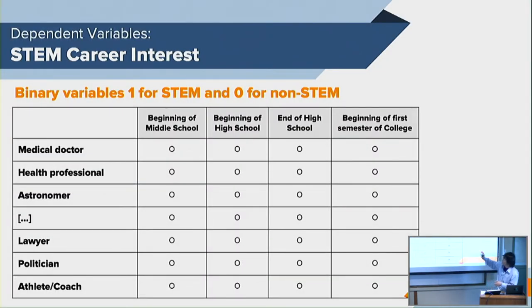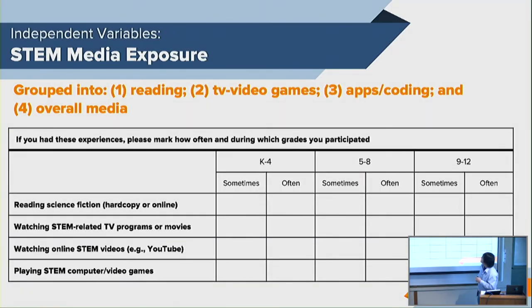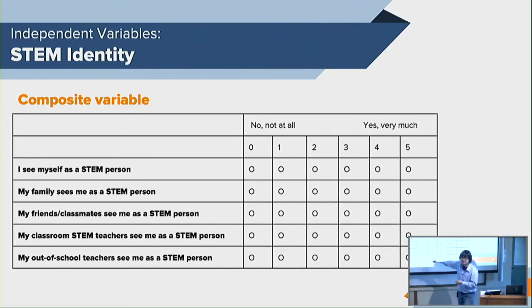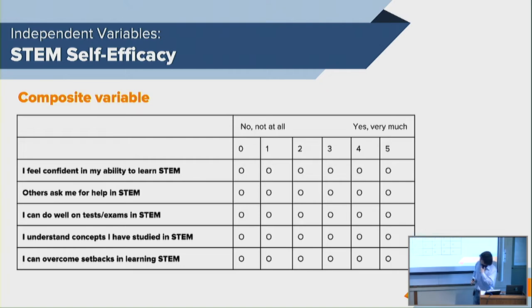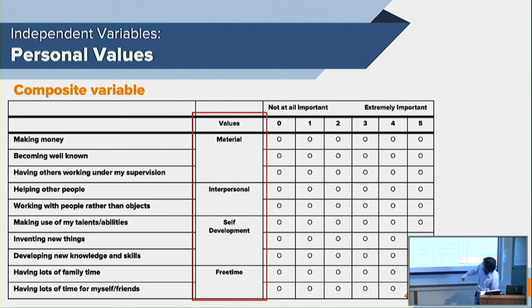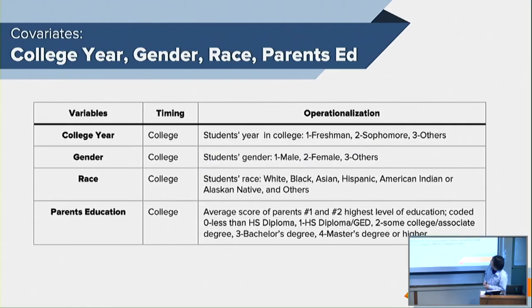So here's the research design. We asked about their career interest, and Stephanie dichotomized them into STEM or non-STEM. Learning interest. Media exposure from actual curriculum activities, such as if they read fiction, watch STEM-related TV, watch online STEM video, or play STEM computer games. STEM identity, if they see themselves, and if anyone in their family or friends sees them, as a STEM person. Self-efficacy, if they're confident in their ability to learn STEM. And the personal value system, which I call the external reward and communal, but Stephanie called them differently, but the ideas are the same.